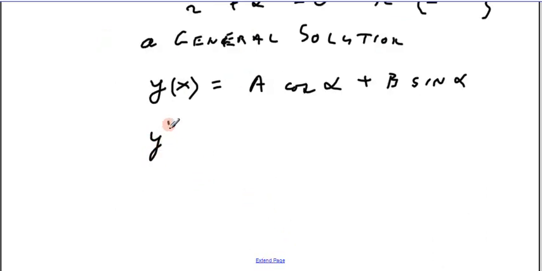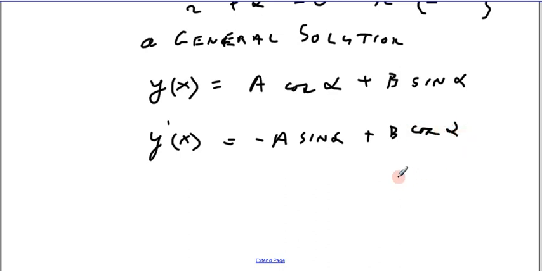Okay, so that's pretty cool. And y prime of x is going to be minus a sine alpha x plus b cosine alpha x. Okay, so now I've got that.